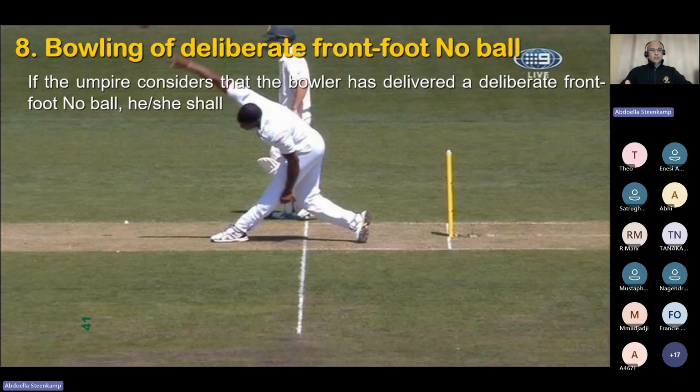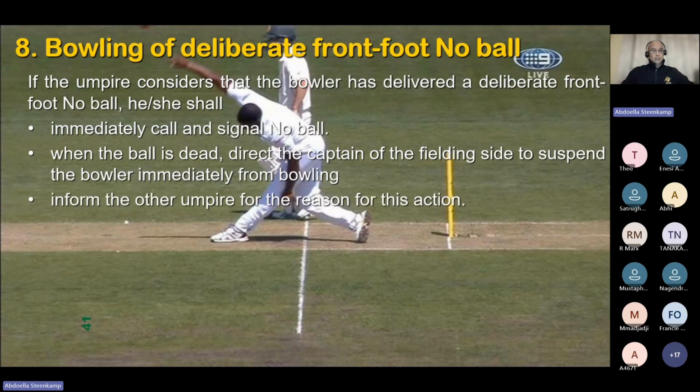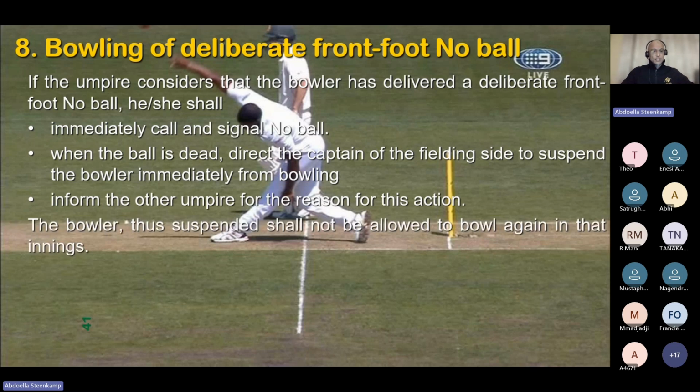When you, the umpire, consider that a bowler has deliberately bowled a front foot no ball, you'll immediately call and signal no ball, because there's no part of the front foot behind the back edge of the popping crease. And because you now consider this a deliberate front foot no ball, you will call the captain of the fielding side, call the bowler over, and tell the captain that because the bowler bowled a deliberate front foot no ball, this bowler is to be removed from the attack. You'll inform your colleague of your action, and this bowler is not allowed to bowl again in this innings.